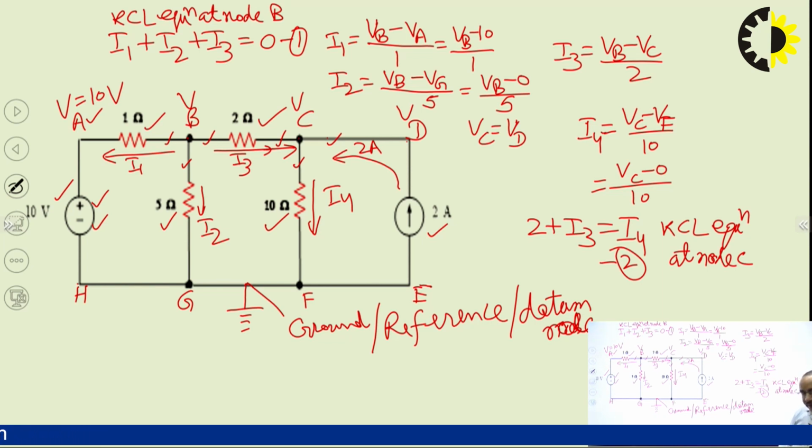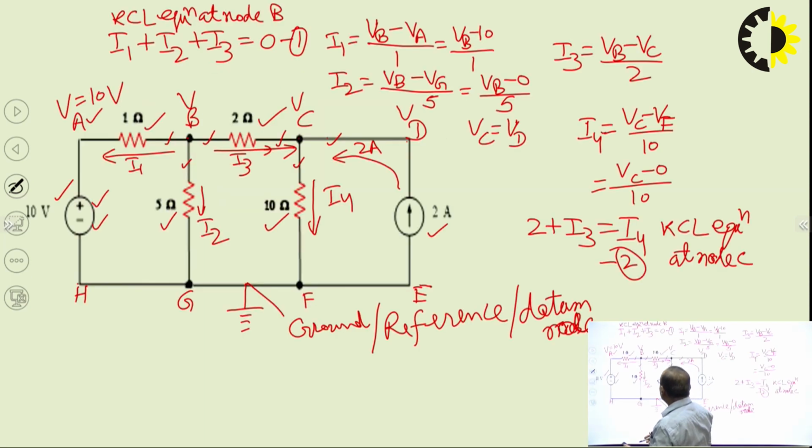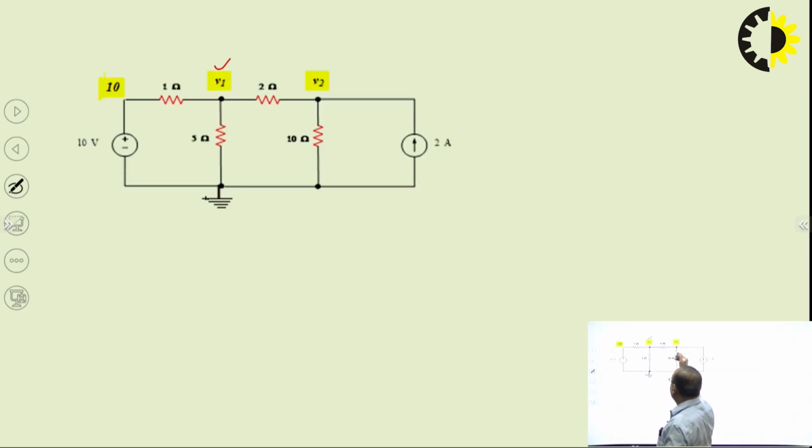Now, the same question that we solved in the previous slide is shown here. We are taking node potentials V1 and V2 here. There we had taken VB and VC, so here we are taking V1 and V2 in place of VB and VC. And this is the ground node, as already discussed. This is the 10 volt potential at this node.